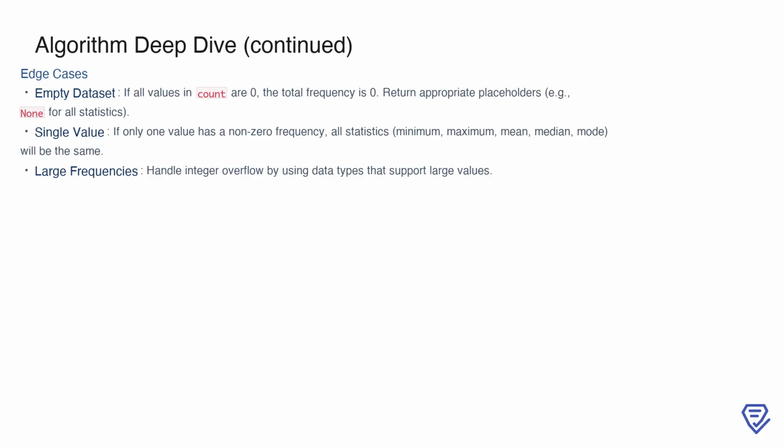Lastly, for datasets with very large frequencies, it's crucial to handle integer overflow by ensuring we use data types that support large values. Accounting for these edge cases ensures the robustness and reliability of our solution across various scenarios.